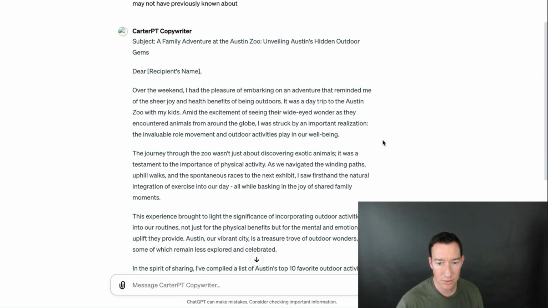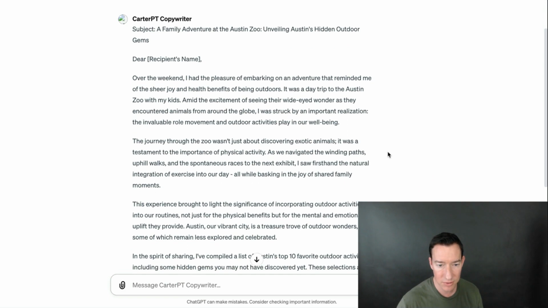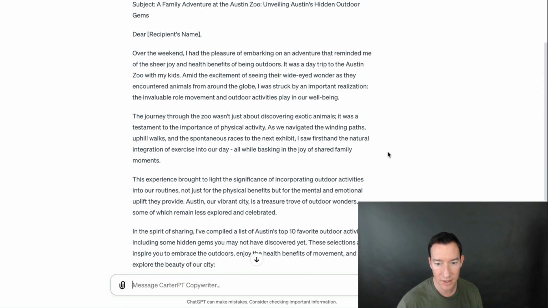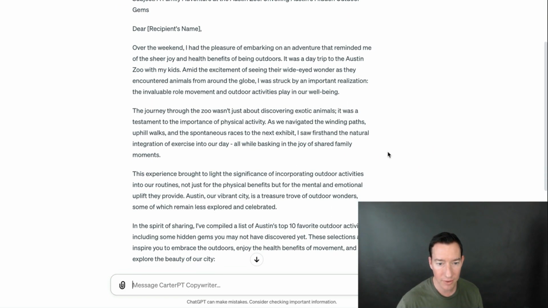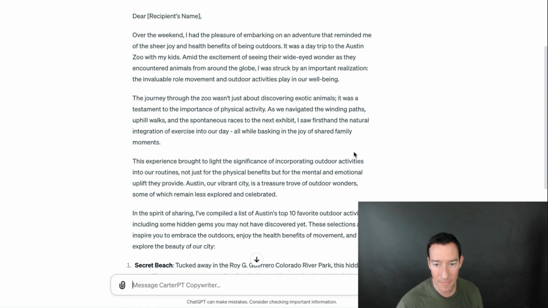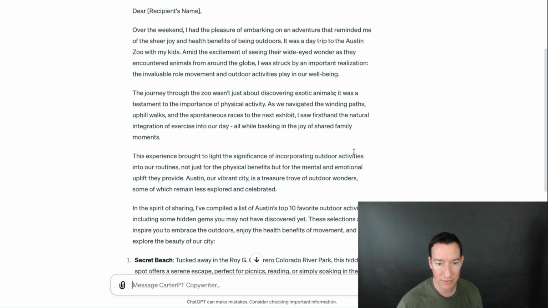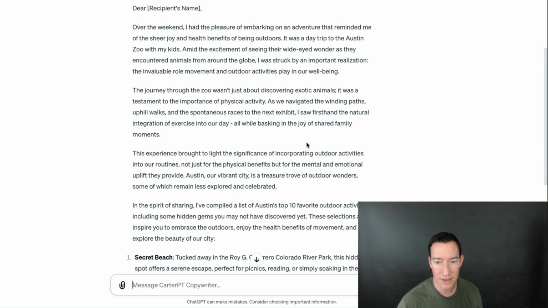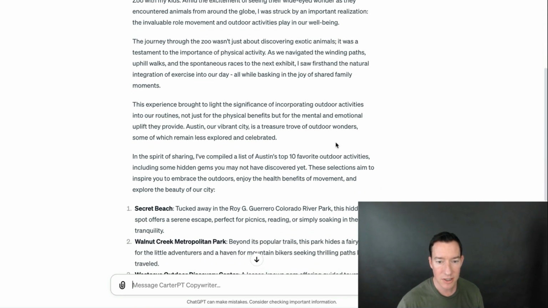The journey through the zoo wasn't just about discovering exotic animals, it was a testament to the importance of physical activity. As we navigated the winding paths, uphill walks, and the spontaneous races to the next exhibit, I saw firsthand the natural integration of exercise into our day, all while basking in the joy of shared family moments. This experience brought to light the significance of incorporating outdoor activities into our routines, not just for the physical benefits, but for the mental and emotional uplift they provide.